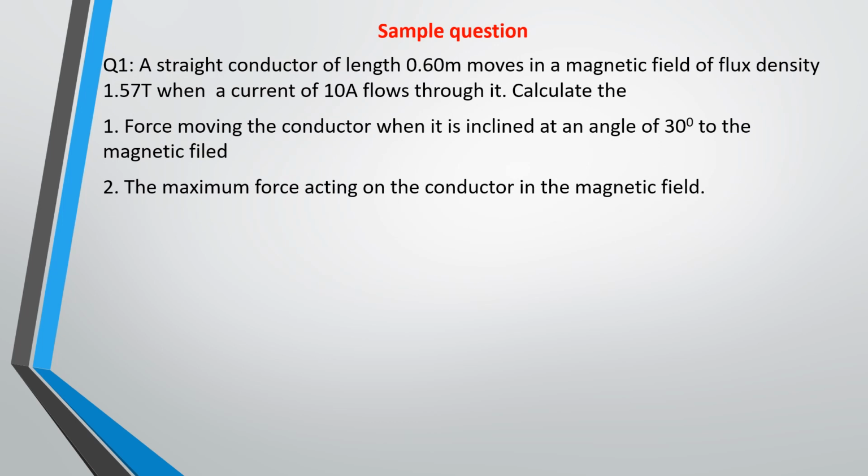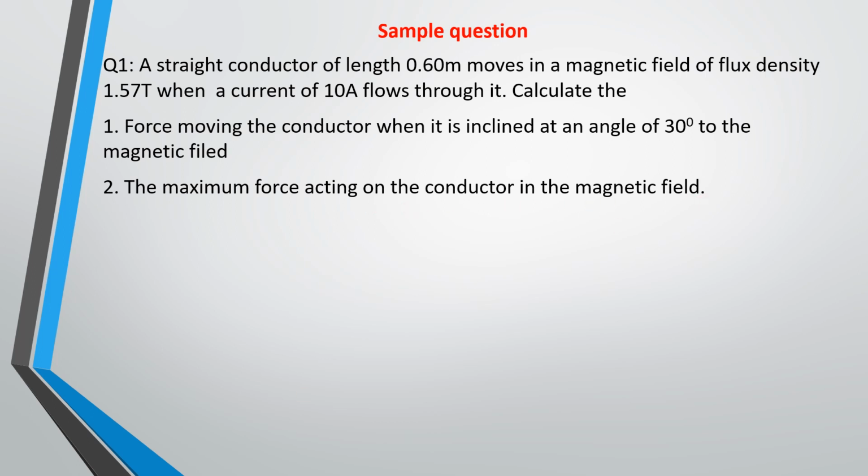So this is question number 1. This question says that a straight conductor of length 0.60 meter moves in a magnetic field of flux density 1.57 Tesla when a current of 10 amp flows through it. Calculate, one, the force moving the conductor when it is inclined at an angle of 30 degrees to the magnetic field, and two, the maximum force acting on the conductor in the magnetic field.